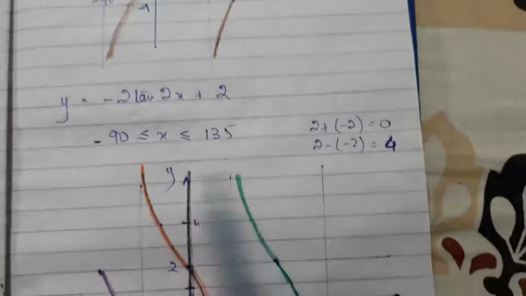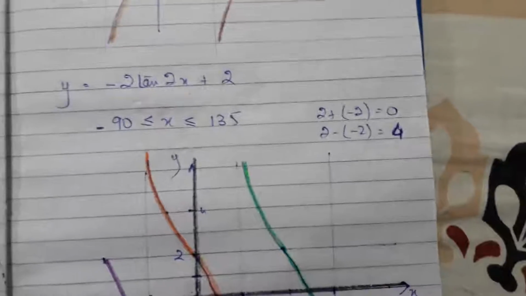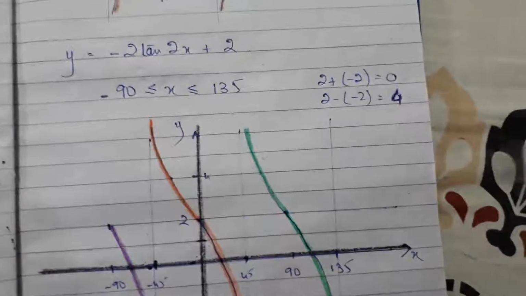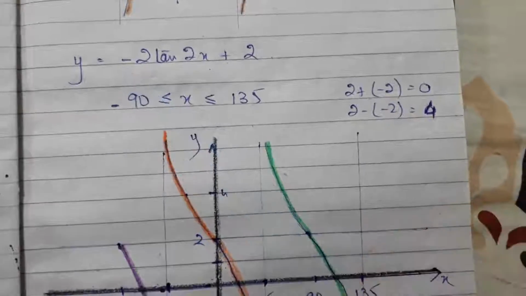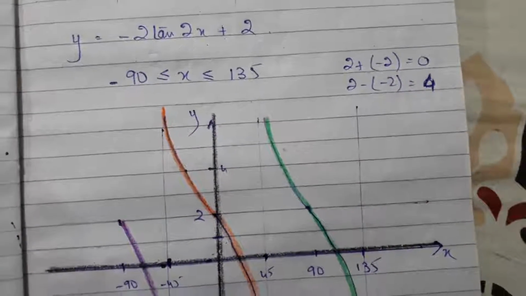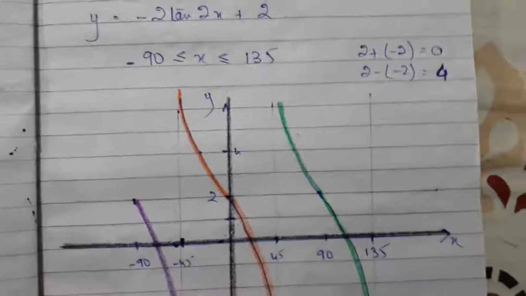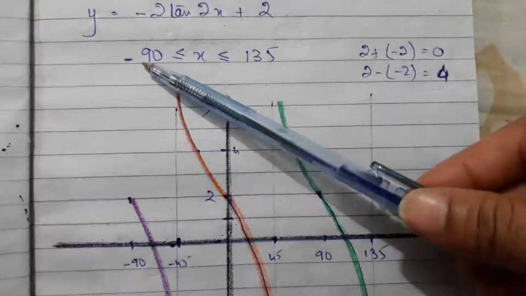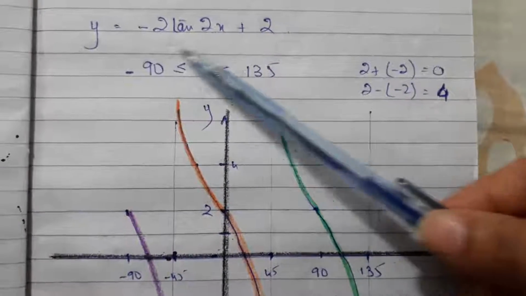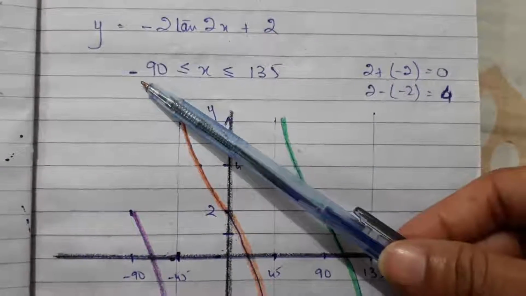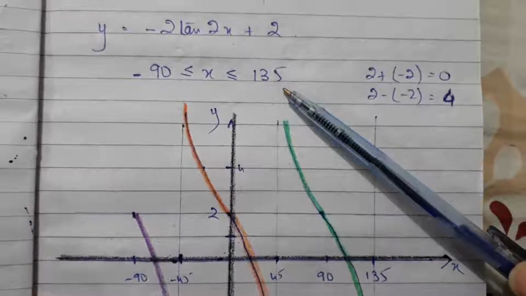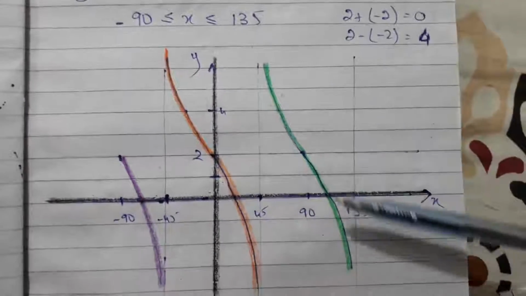Now let's see this example. y equals minus 2 tan 2x plus 2. Now like we did in the sine and cos graphs, the graph was upside down. So similarly in this case, when I sketch this function of tan within the range minus 90 to 135, the graph will look like this.